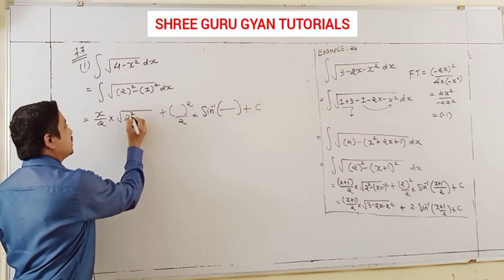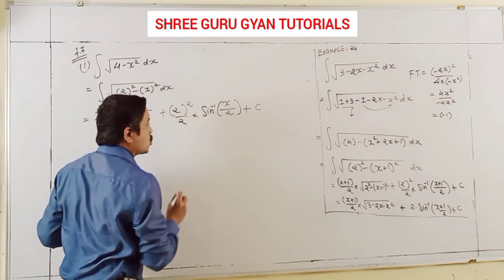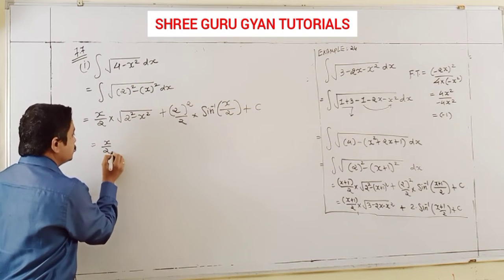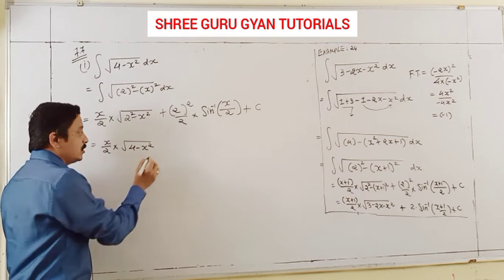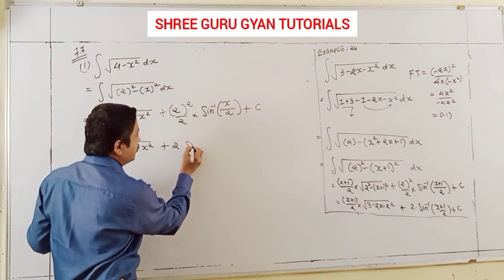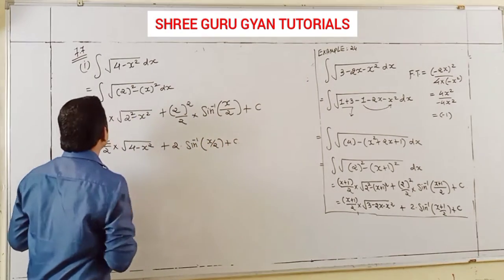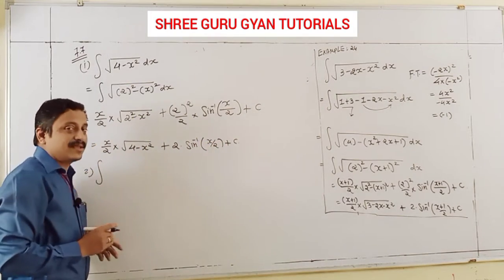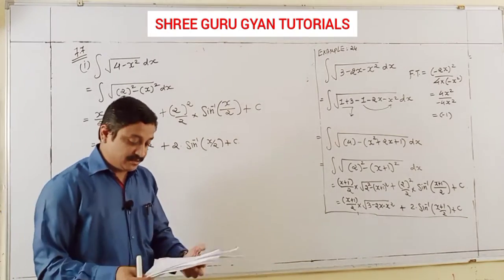What is here? 2 square minus x square. A is 2 and that is x by 2. So my answer is x by 2 root 4 minus x square plus, here, students, 2 sine inverse x by 2 plus c. And that's easily and happily, students, first sum done. Continue second.